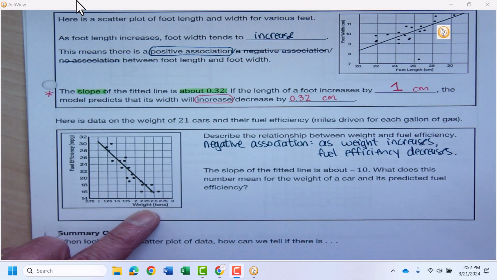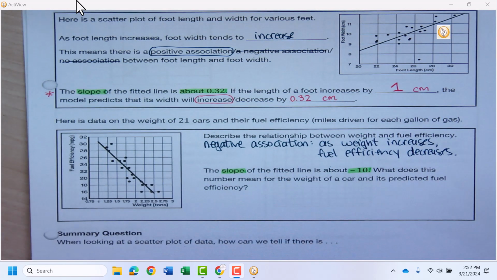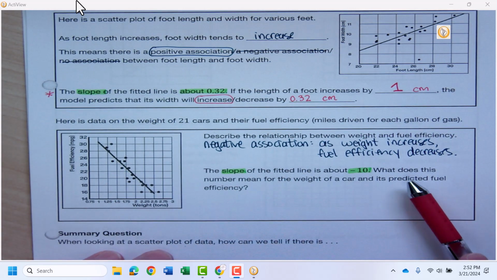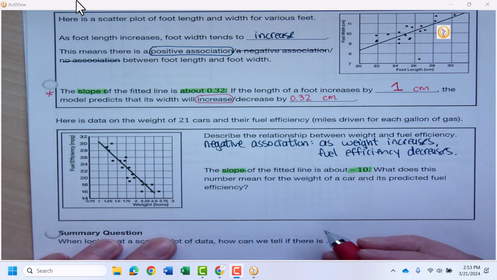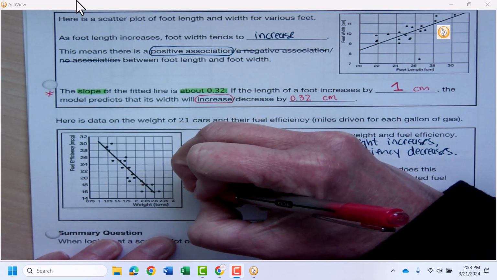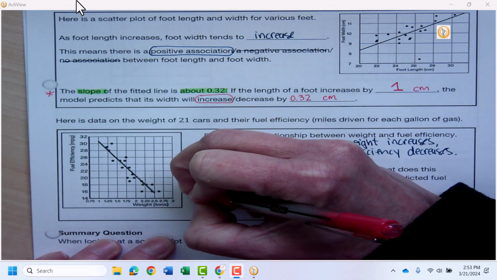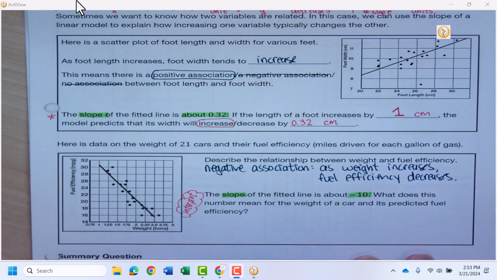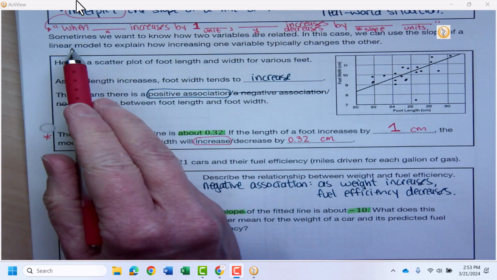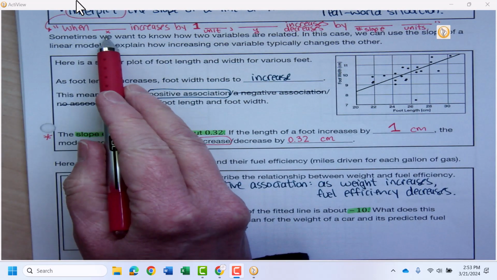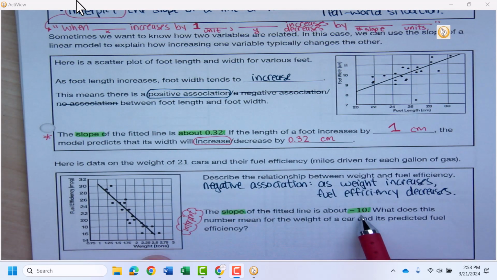And here's the other part where we're going to do some interpreting. And we're given the slope again. It's always helpful when we don't have to find it ourselves. If we're asked what does the number mean for the weight of a car and its predicted fuel efficiency, we're going to be interpreting here. Way at the top of the screen, there's my script. So I'm going to be filling in these blanks to interpret what this slope of -10 is telling me.